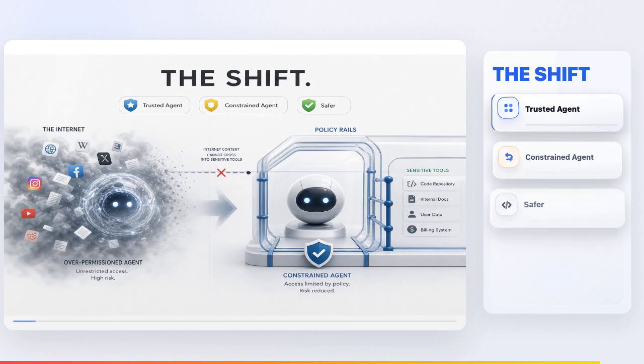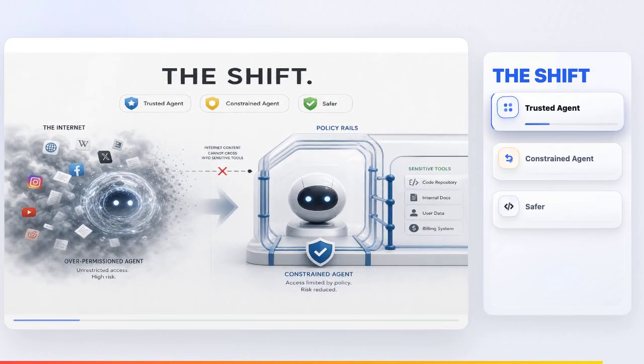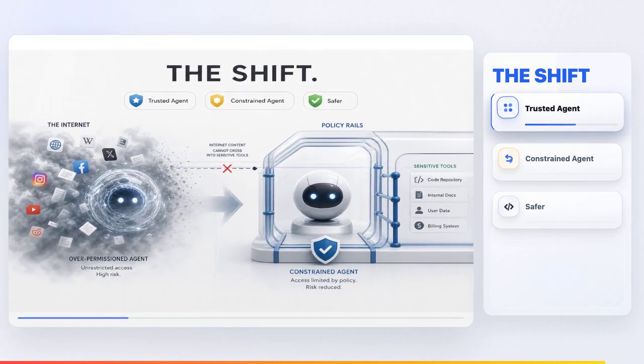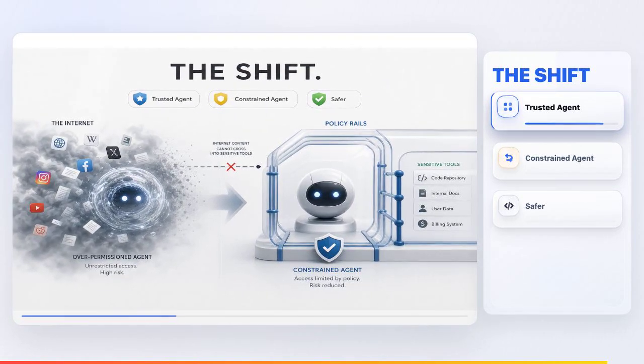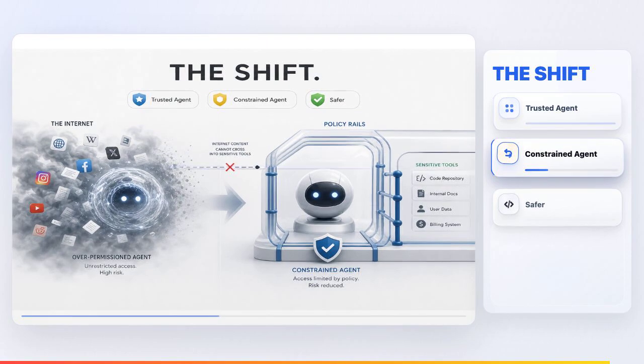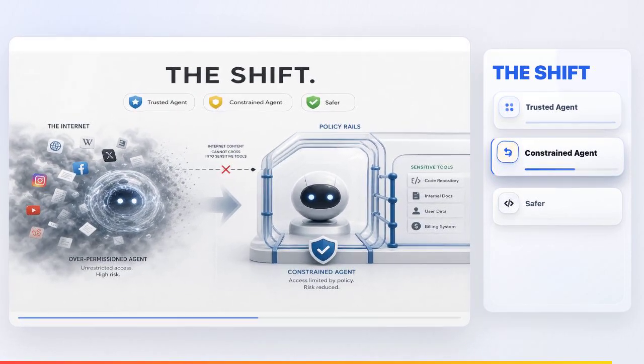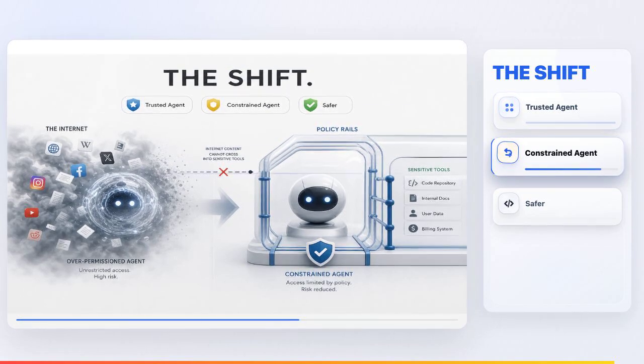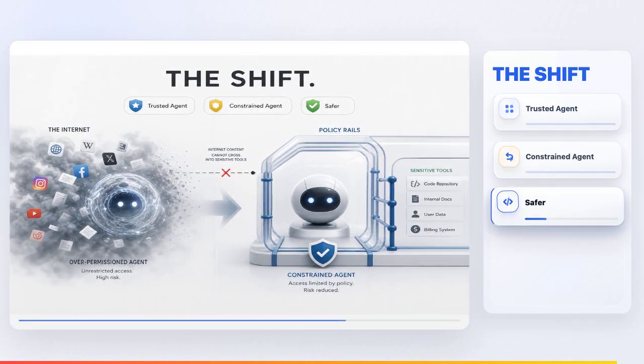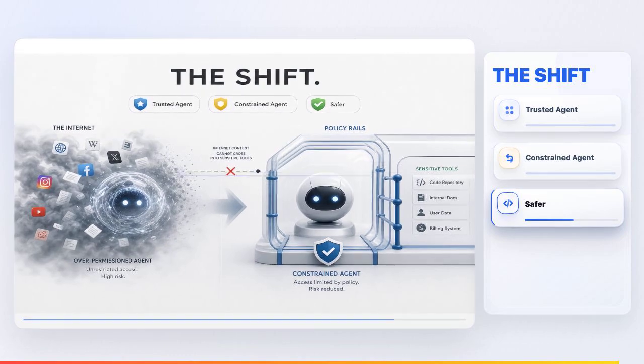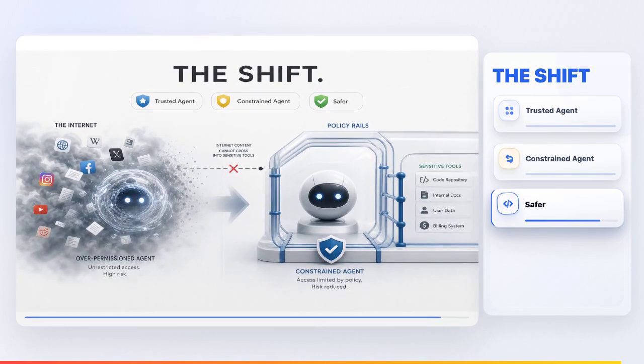The mental shift is simple. Do not build a trusted agent. Build a constrained agent. The goal is not to make the model immune to every sentence on the internet. The goal is to make sure one bad sentence cannot move money, leak data, or change production.